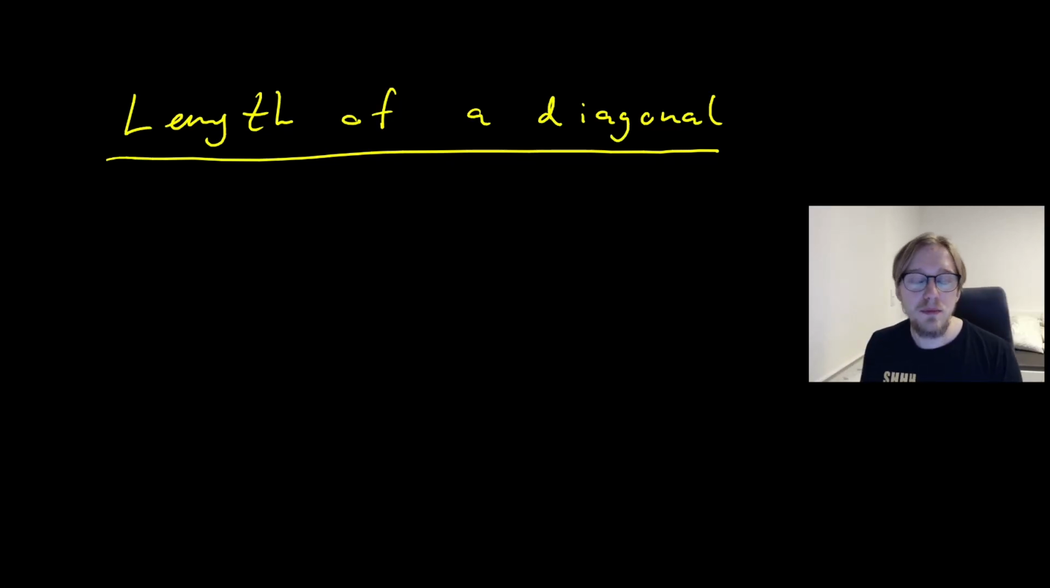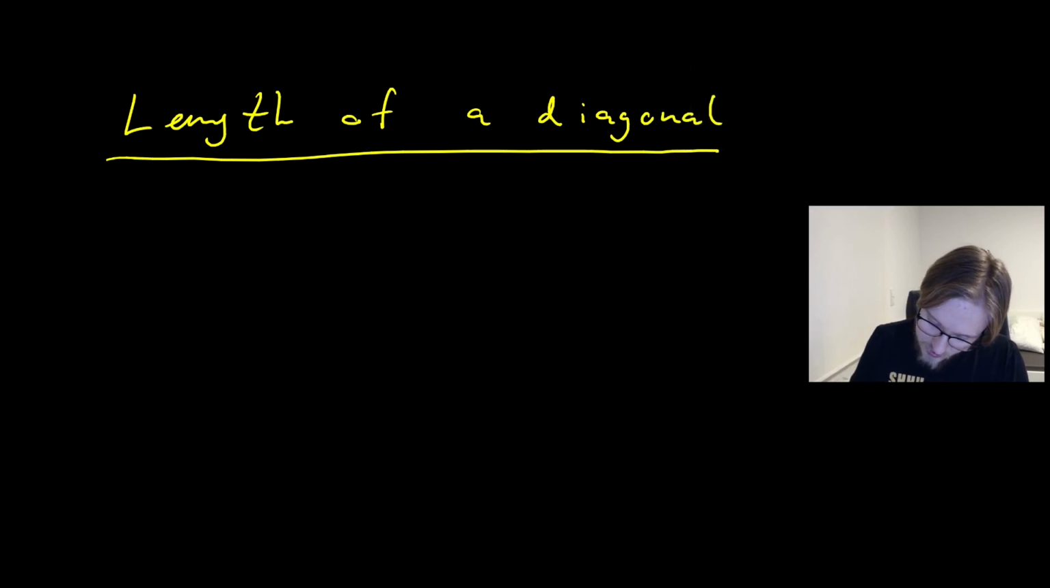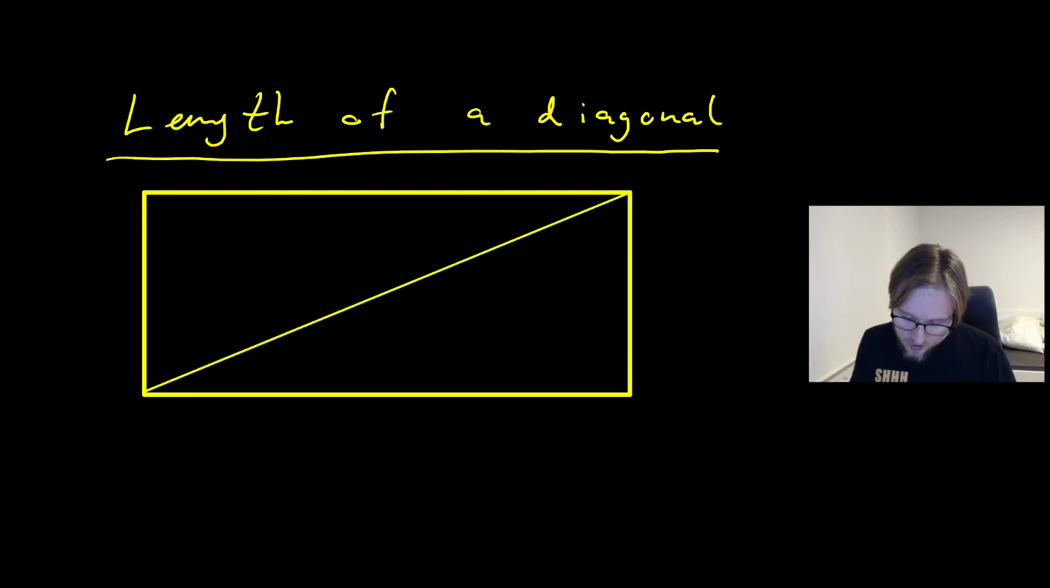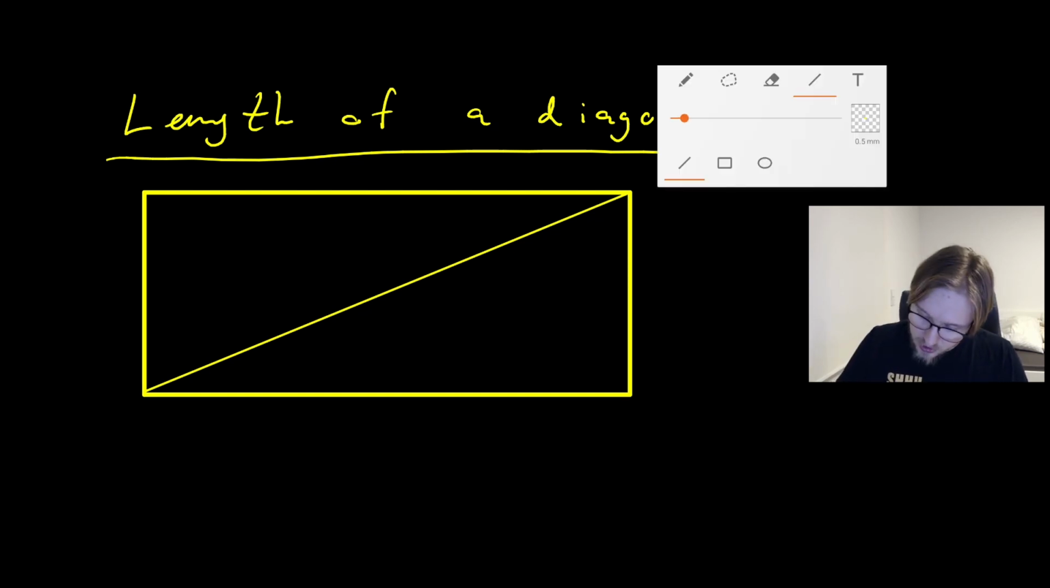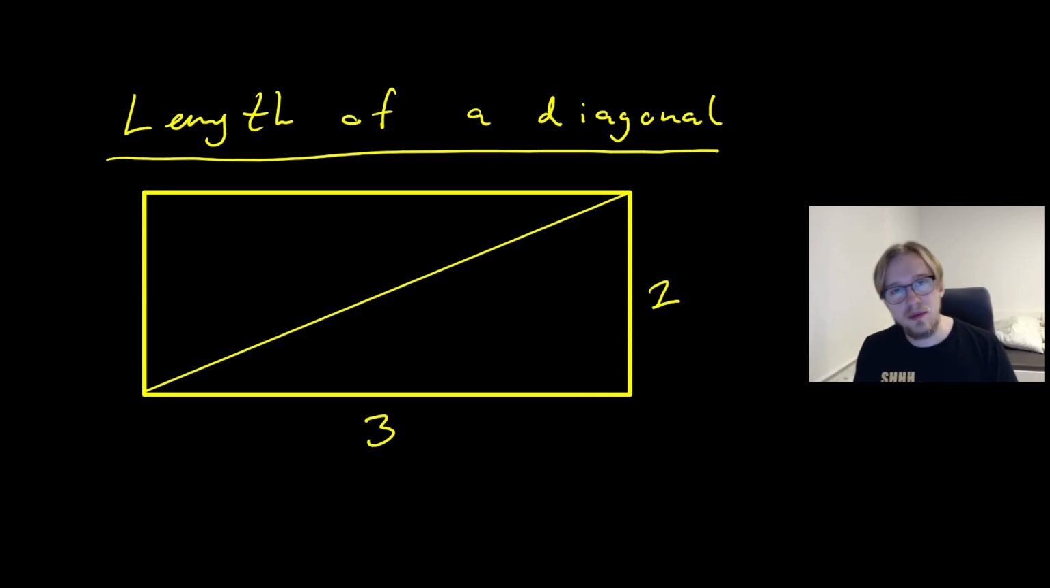Today we're going to look at how to measure the length of a diagonal of a rectangle. If we have a rectangle and we are interested in measuring the length of the diagonal like this, we might be given the sides of the rectangle. So we might have a rectangle here that has length 3 on one side and a length 2 on the other side. And then we might be interested in how do you measure the length of the diagonal of this rectangle.